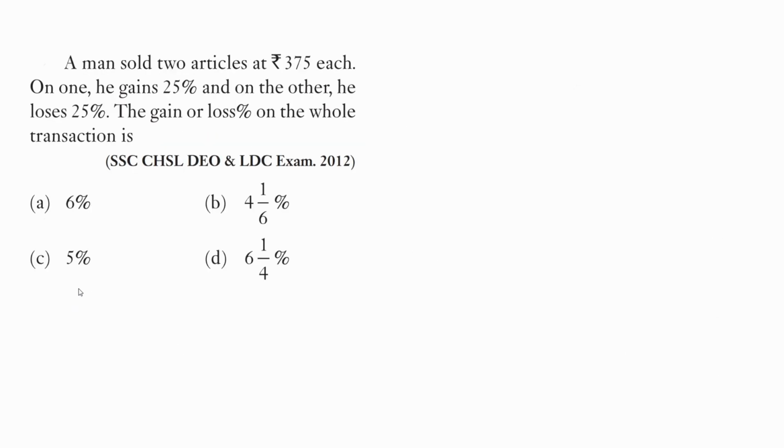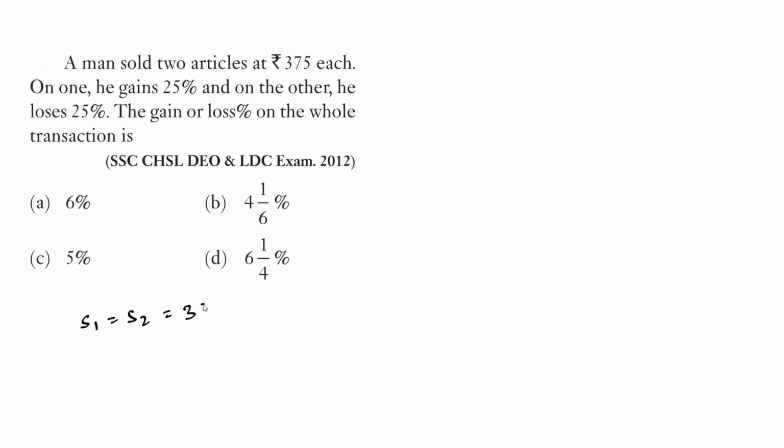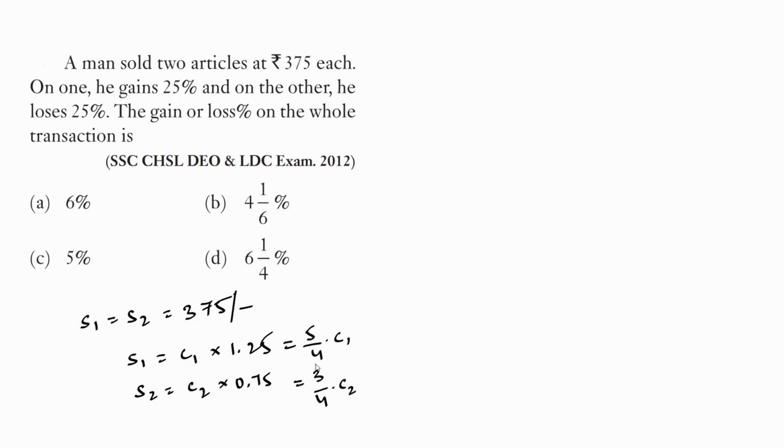Let's take another similar example. Here, a man sells two articles at 375 each. That is, S1 and S2 are both 375. And on one of those articles, he gains 25%, and on the other he loses 25%. So S1 is C1 times 1.25, and S2 is C2 times 0.75. We can also write them in terms of fractions. So this is 5 by 4 C1, and this is 3 by 4 C2.